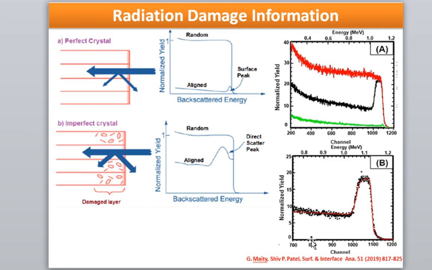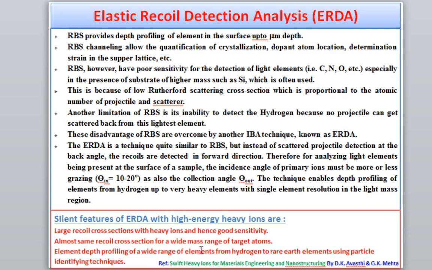I have shown this is the random RBS and this is the channeling RBS. This region is the amorphous region and this is the crystalline region, and this is the pure crystalline sample. In the case of a pure crystalline sample, when you do the channeling, there is no yield, and if you have some amorphous region, it behaves like a random RBS, meaning no channeling is there. If anybody is interested, one can see this paper. My student has done this work.